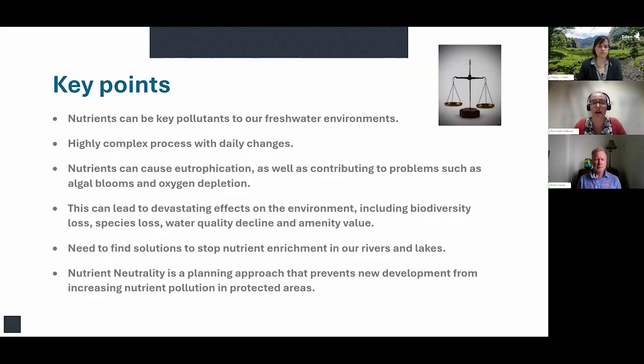And this can have a lasting effect on the environment and on the amenity, water quality decline, and species loss. So ultimately, we need to find solutions to try and stop this nutrient enrichment in our rivers and lakes. And why we're here today, we're here to talk about nutrient neutrality. This is just one way to prevent nutrient enrichment or nutrient pollution in protected areas.